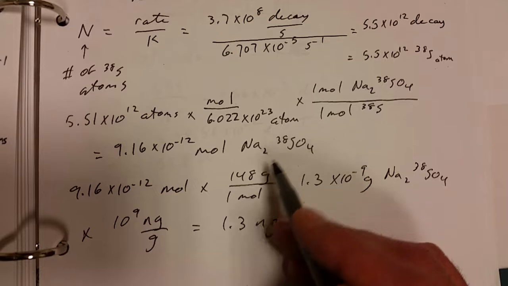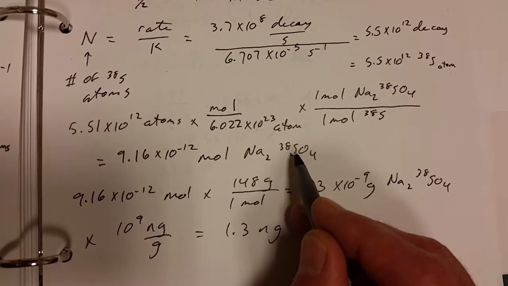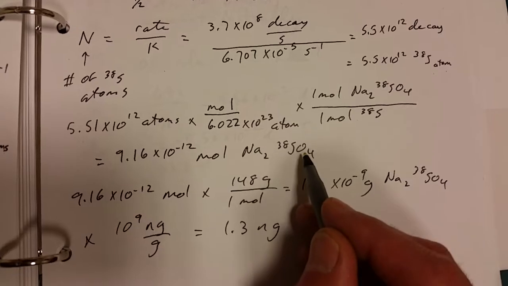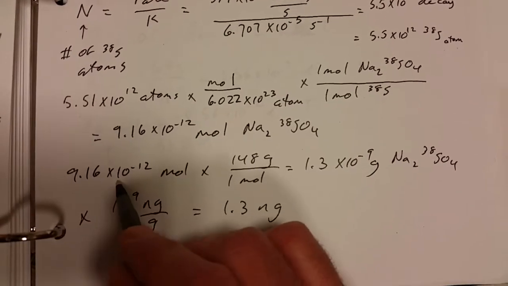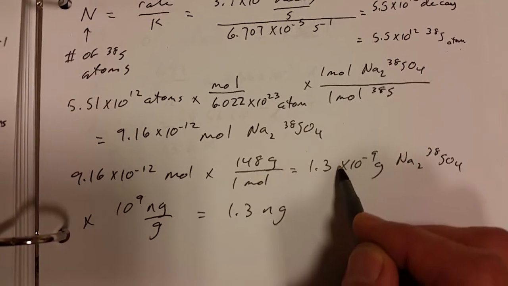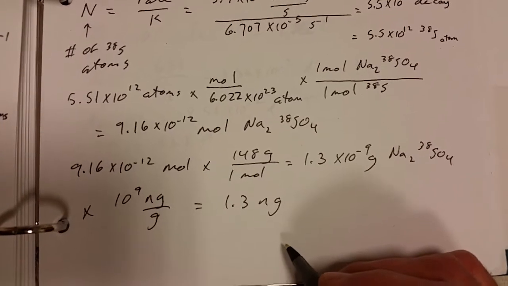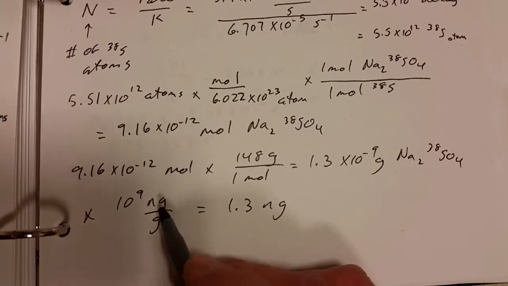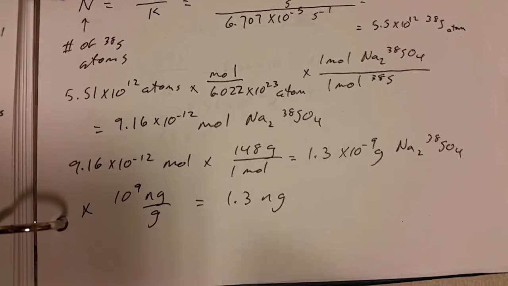And then we have to convert that to grams. The mass of 38 sulfur is 38. So 2 times 23 plus 38 plus 4 times 16 gives 148. You have the number of moles of that compound times its molar mass, gives you the number of grams of that compound, and then they want the answer in nanograms. So you multiply it times 10 to the 9th nanograms over gram to get 1.3 nanograms.